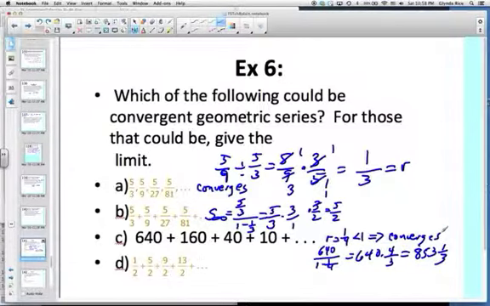When you get 0.3 repeating, generally write it as a fraction. Be more accurate. Okay, 1/2, 5 over 2, 9 over 2. This is getting bigger. You can see that these are getting bigger. So I know that R is greater than 1, therefore it diverges. So there's no limit.